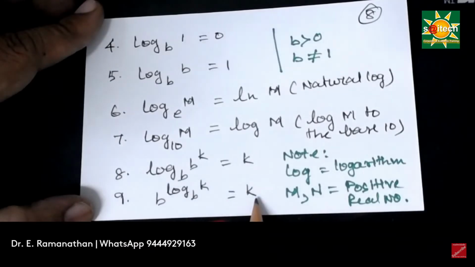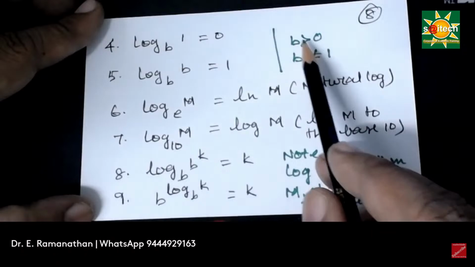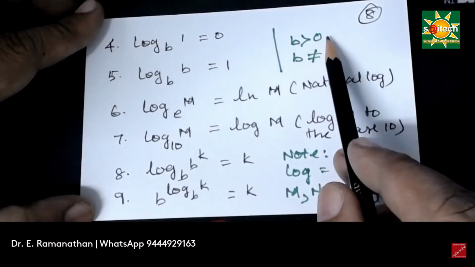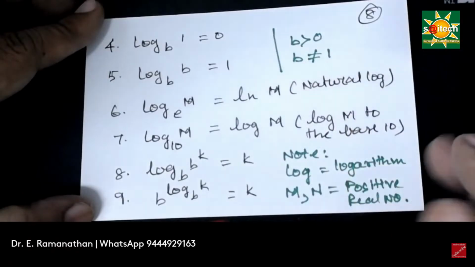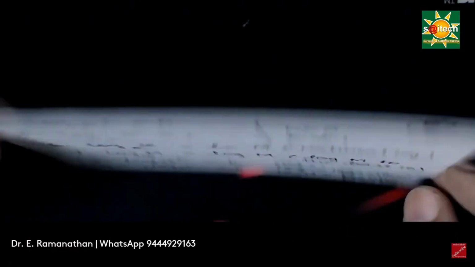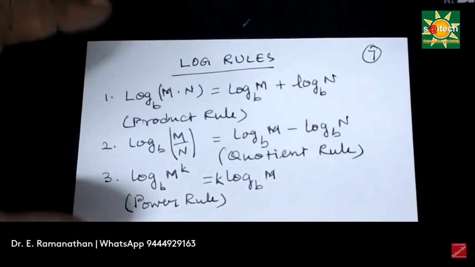So it becomes k. We should note here that m and n are positive real numbers, whereas b indicates the base, which is always greater than 0. It is positive, and also it is not equal to 1. So these are the fundamental rules about logarithms.